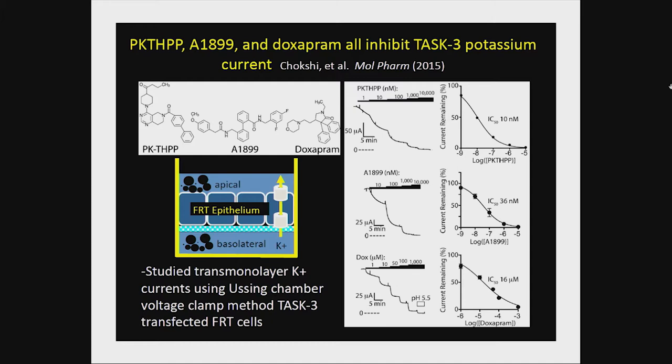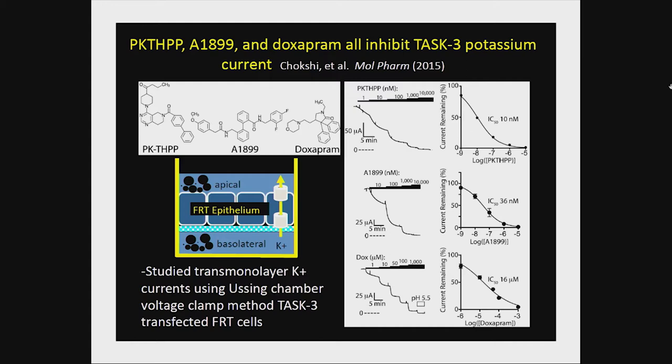We transfected an FRT monolayer cell line with TASK3 and studied the potassium channel flux through the monolayer. It's just the way I study these channels, and measured its response to these different drugs. And shown in this figure are current records from the Ussing chamber system. This is the zero current level. This is the TASK current flowing through the monolayer, so you're looking at that potassium current. And you can see with the application of this drug, there's a stepwise decrease in the channel current. And so from the concentration analysis, we estimated an IC50 of 10 nanomolar for the Merck compound, 36 nanomolar for the A1899, and then doxapram was three orders of magnitude less potent, at 16 micromolar.